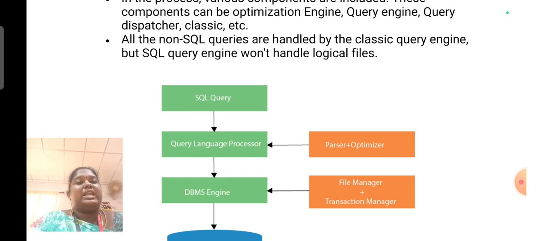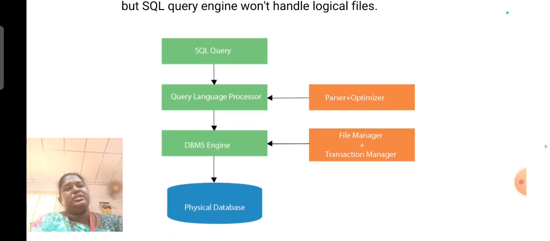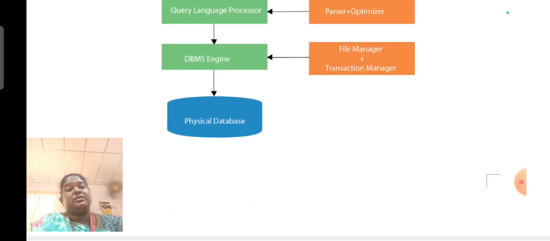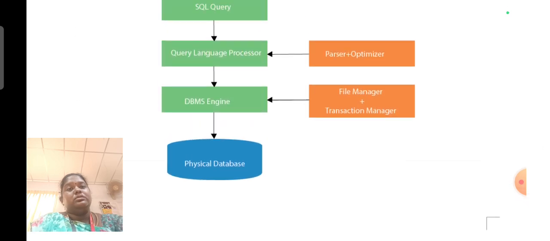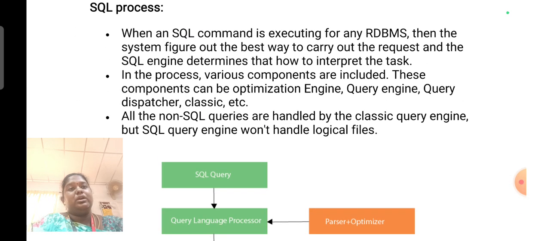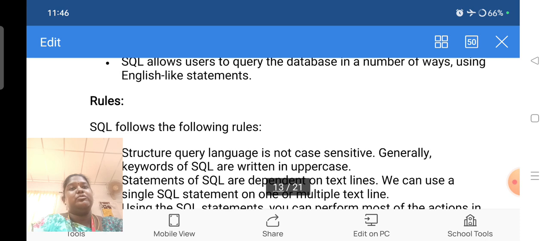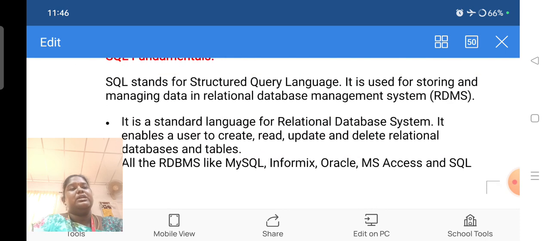By using the query language processor, the parser and optimizers take place inside the query language processor. DBMS engine means it is a file manager with a transaction manager. Both the managers take place upon the DBMS engine, and then the physical database will be connected by the database management engine. These are the main processes and fundamentals that take place in SQL.